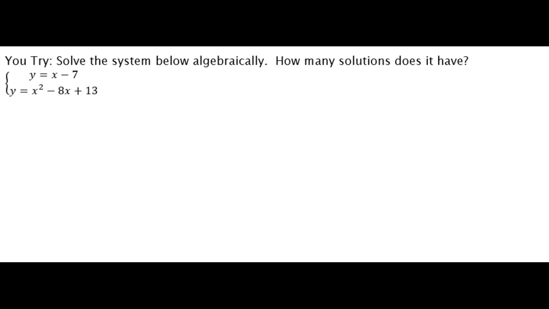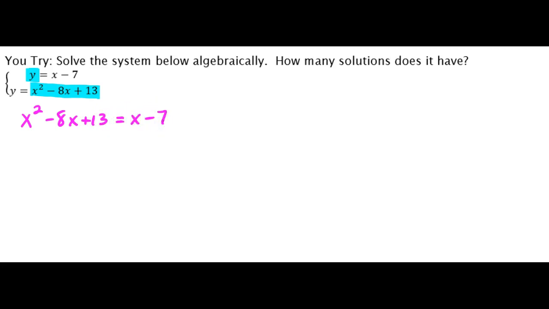We're going to solve this system algebraically, and we're going to do so using substitution. So what I'm going to do is take this thing right here, which I know is equal to y, and replace the y in the top equation with it. So it's going to look like this: x squared minus 8x plus 13 equals x minus 7.